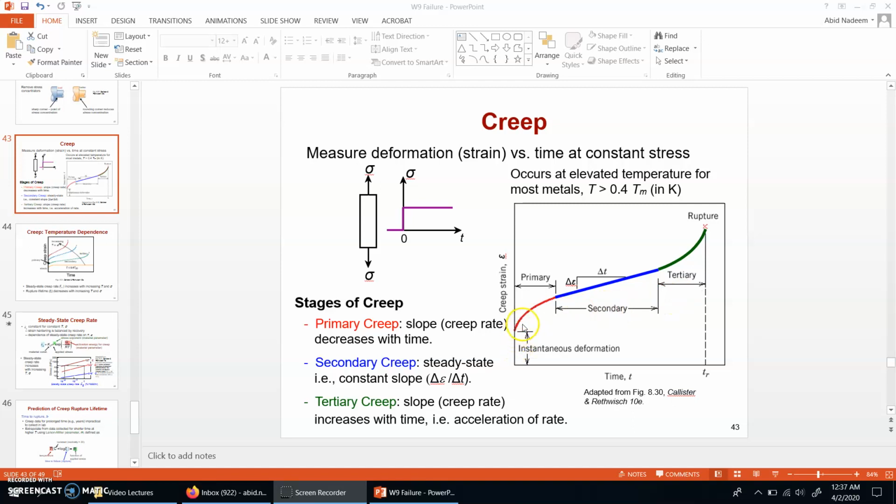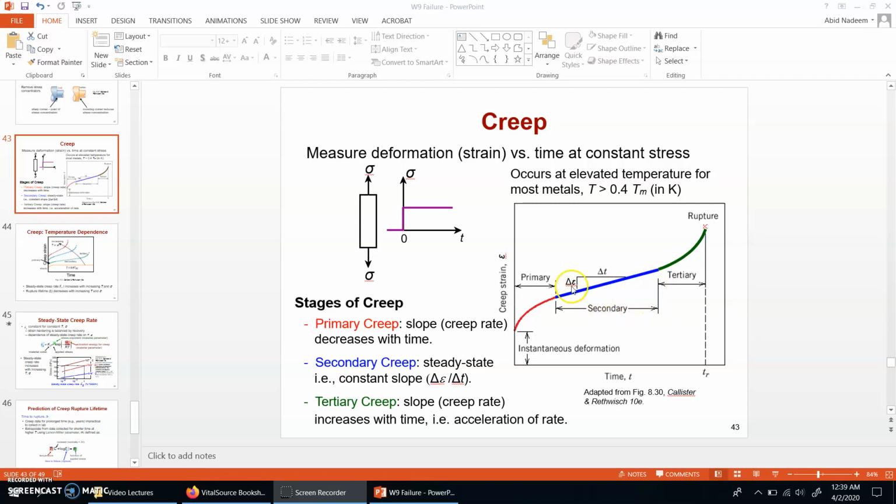In this primary region, you can see that there is a gradual increase in the strain, and the rate of strain also increases. This increase in strain is a result of the material providing some resistance to the applied load. After that, there is the second region, which is called the secondary creep.